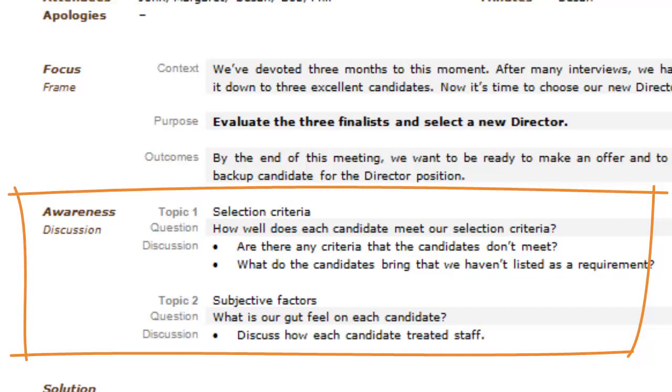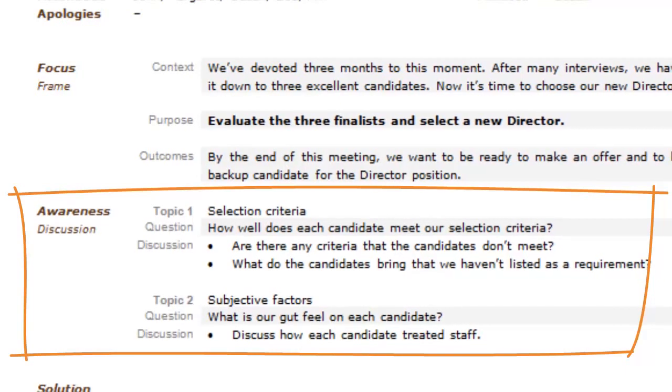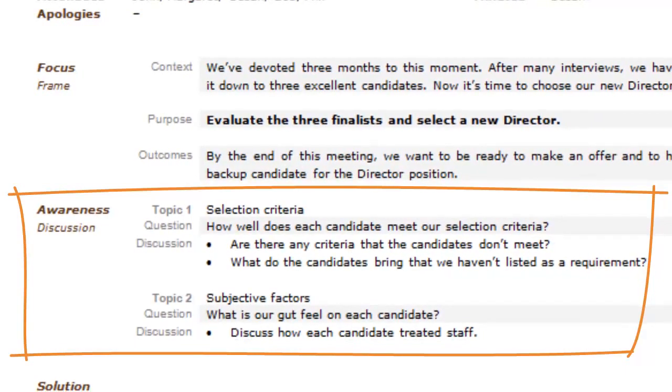Ask yourself, what question can I ask to focus the discussion and provoke dialogue amongst participants during the meeting? This will also prompt their thinking prior to attending. In this agenda example, the 2 questions prompt attendees to consider their gut feel, as well as reminding them of the pre-agreed criteria they've deemed important when selecting a suitable candidate.